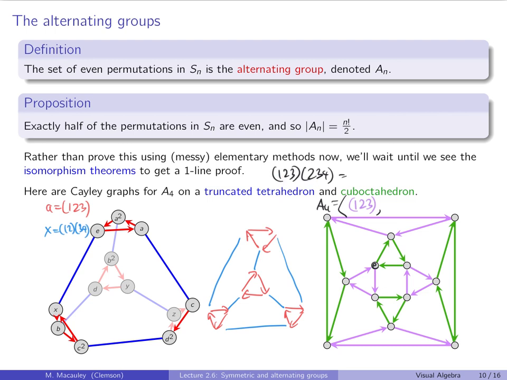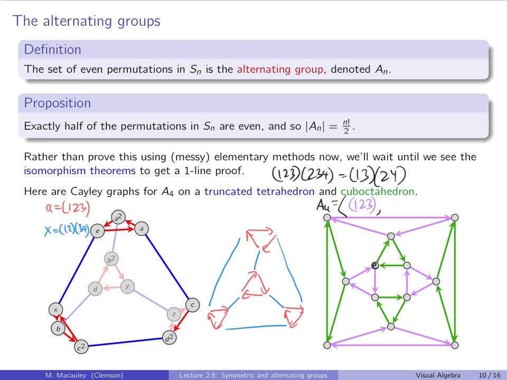1 goes to 2, 2 goes to 3, so that's 1 goes to 3. 3 goes to 1, 1 is fixed, so that means 3 goes to 1. So 2 goes to 3, 3 goes to 4, 2 goes to 4, hopefully 4 goes back to 2, 4 is fixed, 4 goes back to 2, exactly.